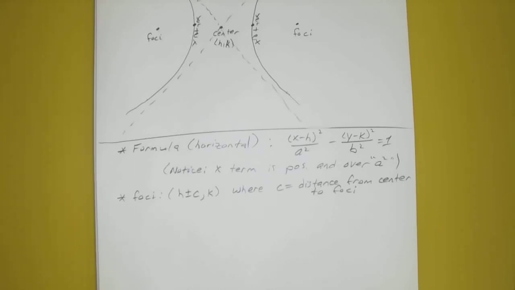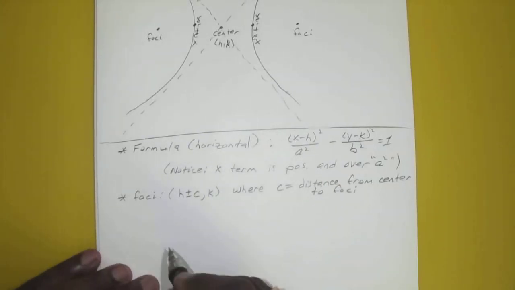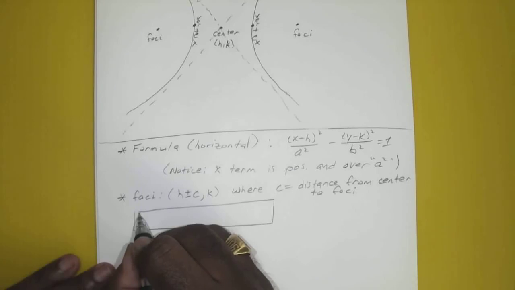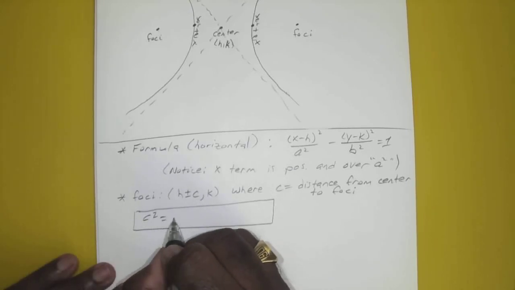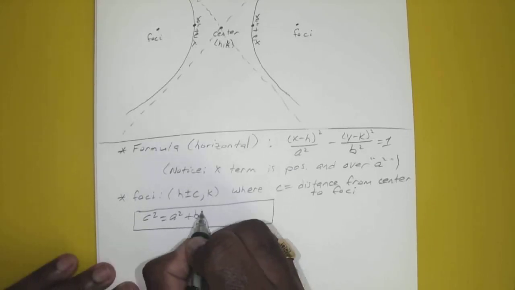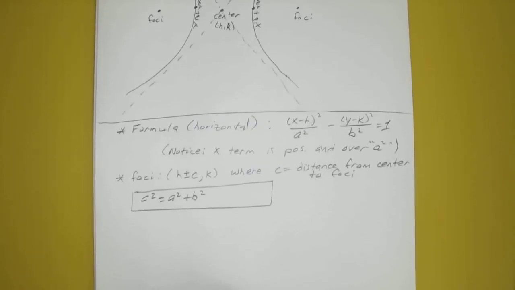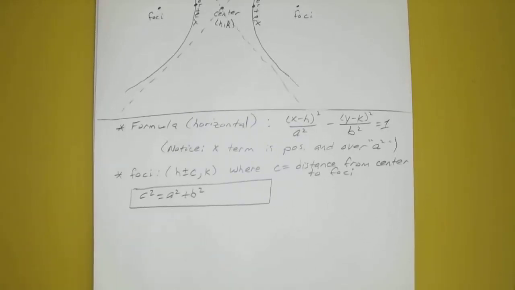Okay. Now C is not the same as it was for your ellipse. For C, C squared equals A squared plus B squared for hyperbolas. So it's a little bit different. It's subtraction when it's for a parabola. I mean for an ellipse.